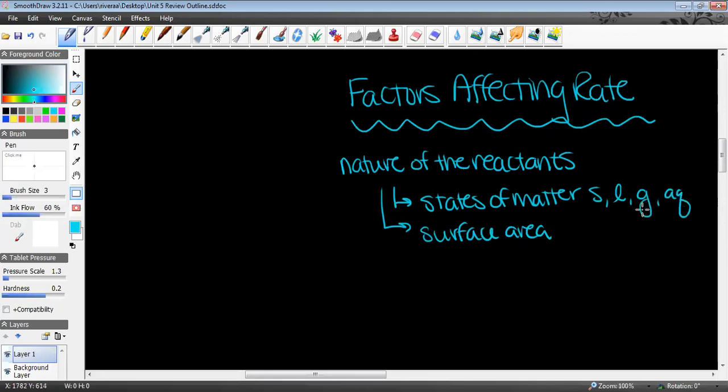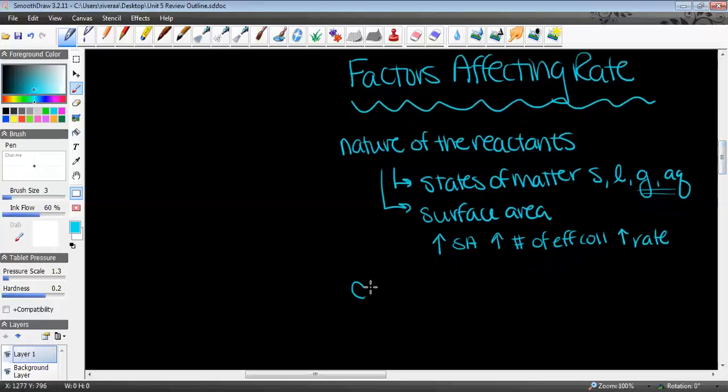These states of matter up here towards the top, like gases and aqueous, have greater surface area than solids do. And when you've got an increase in surface area, you've got more places for those collisions to occur. So when you increase the surface area, you will increase the number of effective collisions, and thus you will increase the reaction rate. Okay, so that's one thing that can affect rate of reaction.